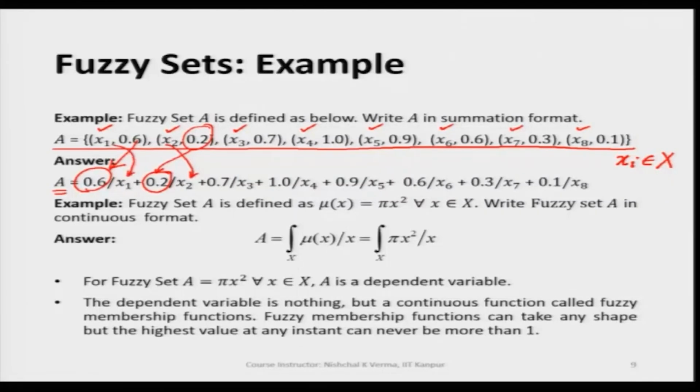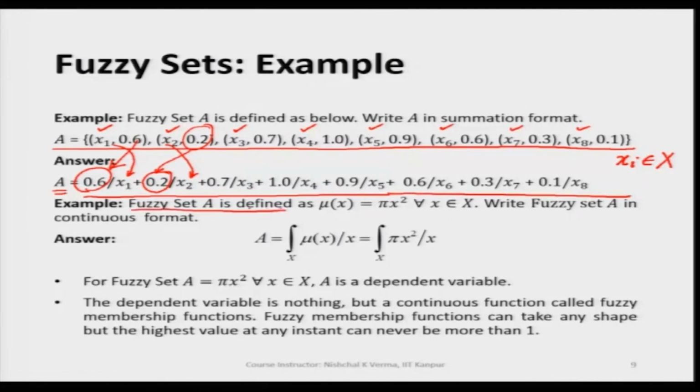So, this way we first write the membership value and then the corresponding elements separated by a slanted line, and we also use plus in between just to show the collection of these elements in the fuzzy set. So, this way we write the same fuzzy set in the summation format. Now, let us take another example here.